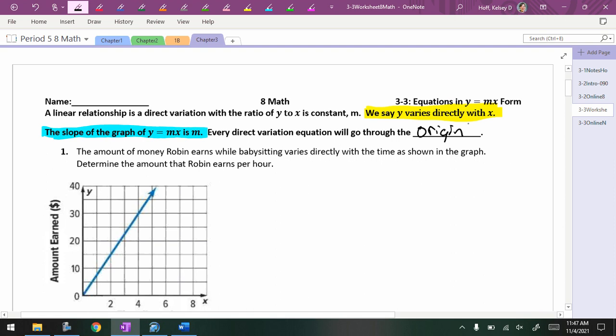Direct variation equations are proportional. They have a constant rate of change, they create a line, and they go through the origin.